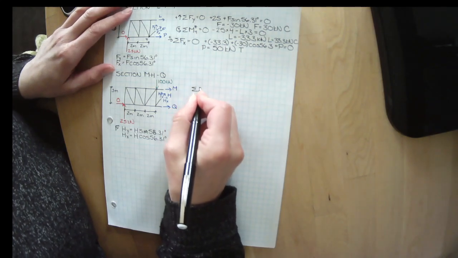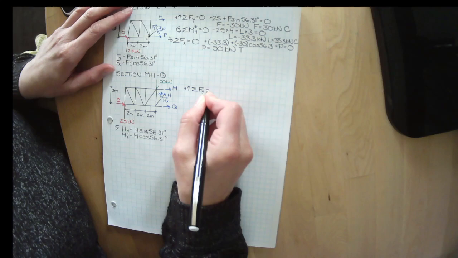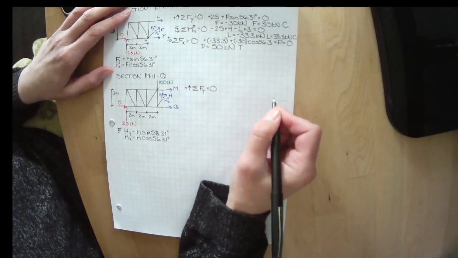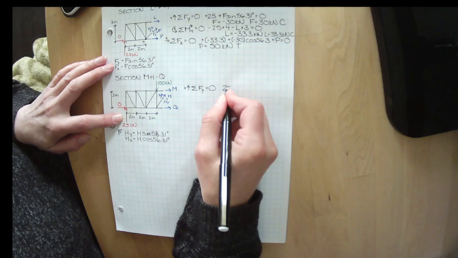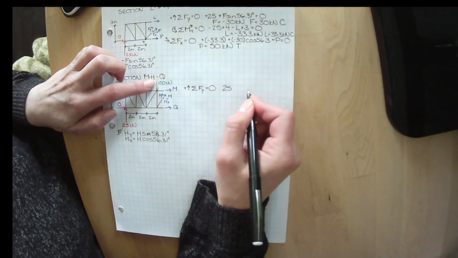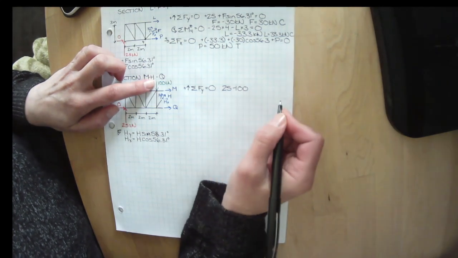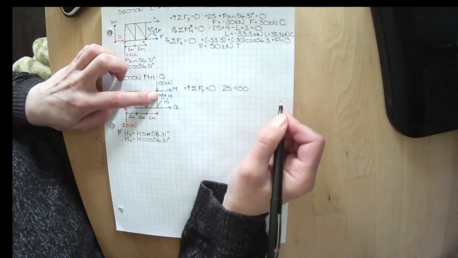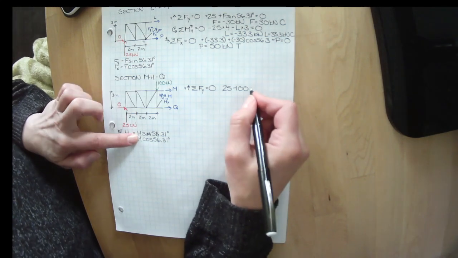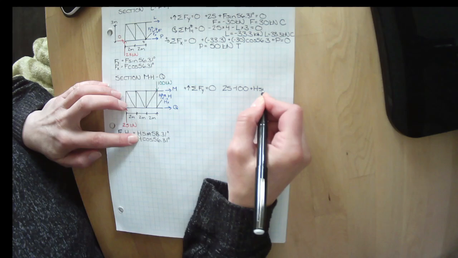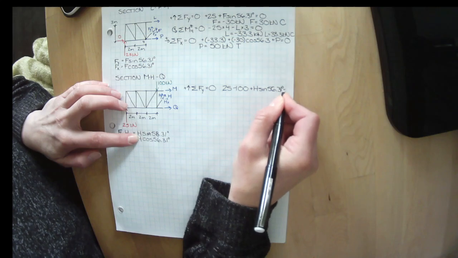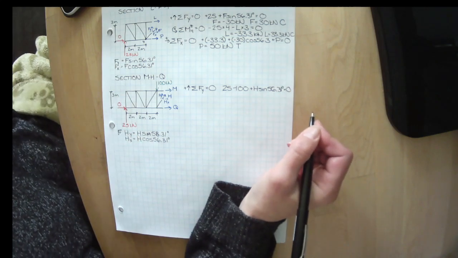We're going to sum our forces in the y direction with everything upwards being positive. We have our 25 kilonewtons upwards. We have our 100 kilonewtons downwards. And we have HY upwards. HY is H sine of 56.31 degrees. All equals 0.